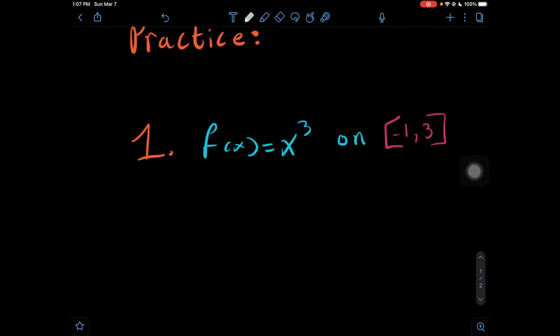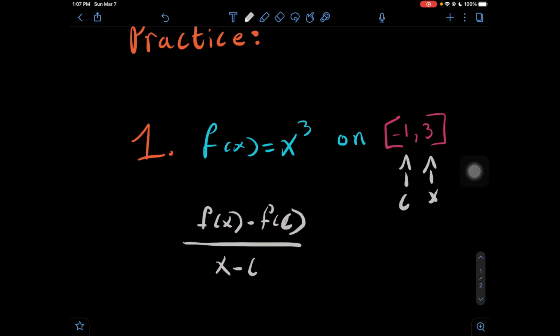The first practice problem is f(x) equals x cubed on the interval of -1, 3. So let's start out, and remember, it is c and x. And remember, the basic form is f(x) minus f(c) over x minus c. So now let's just substitute in our values and see what we get. So the first part is f(x). So that means we substitute in our x value of 3 for this function and see what we get, and then substitute that in for this f(x) value.